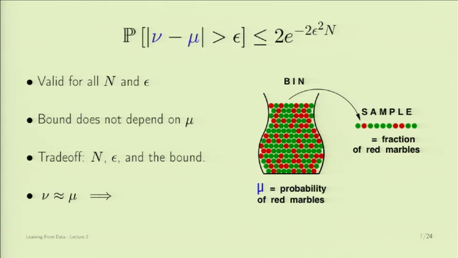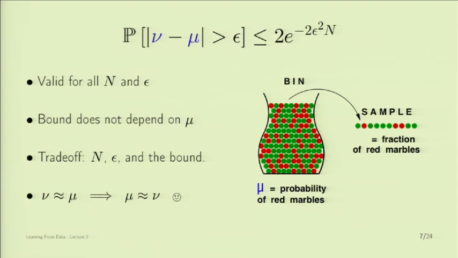Finally, it's a subtle point, but it's worth saying. We are making the statement that nu is approximately the same as mu, and this implies that mu is approximately the same as nu. The logic here is a little bit subtle. Obviously, the statement is a tautology, but I'm just making a logical point here.